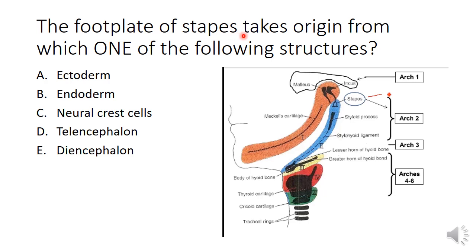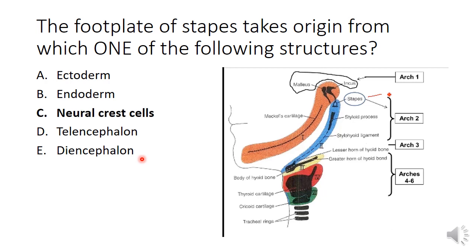The footplate of the stapes takes origin from which one of the following structures? We know that the stapes is arising from the second pharyngeal arch, along with the styloid process, the stylohyoid ligament, and the lesser horn of the hyoid. But here specifically we are asking about the footplate of the stapes. Is it from ectoderm, endoderm, neural crest cells, telencephalon, or diencephalon?